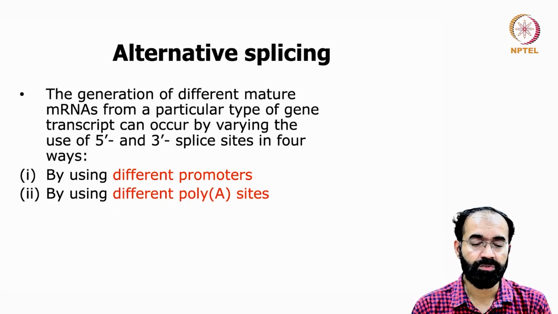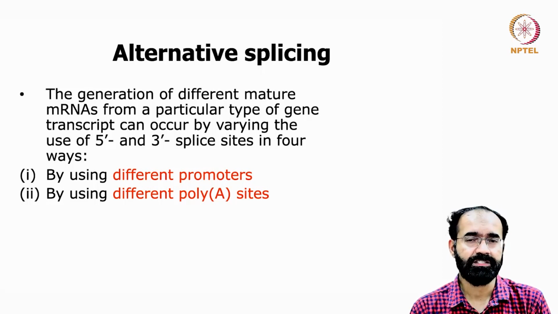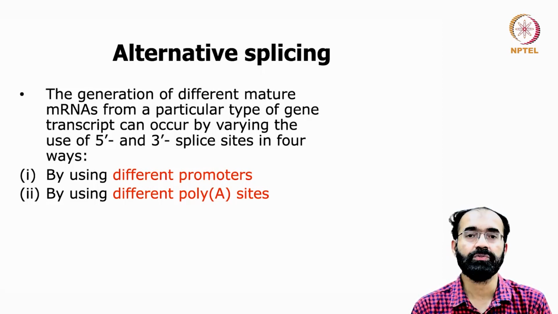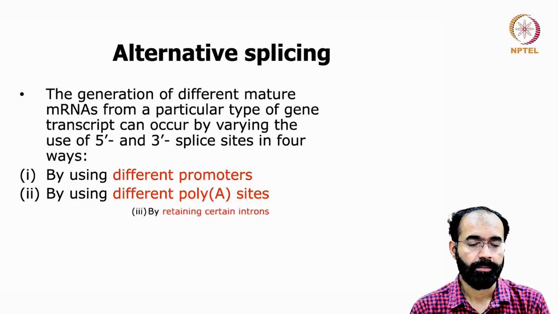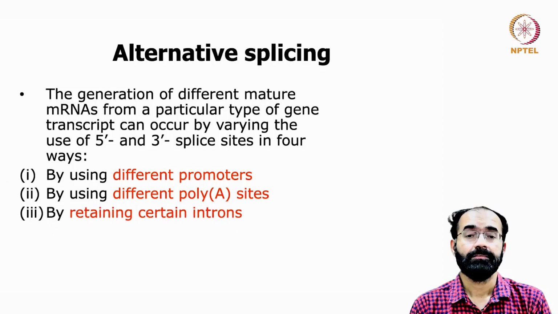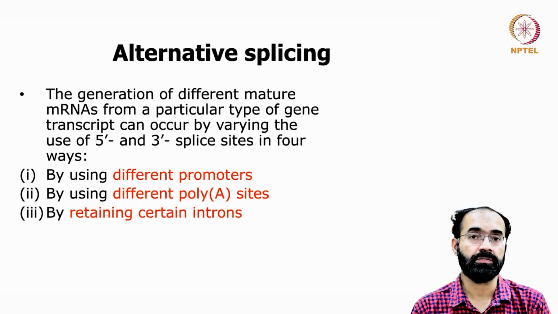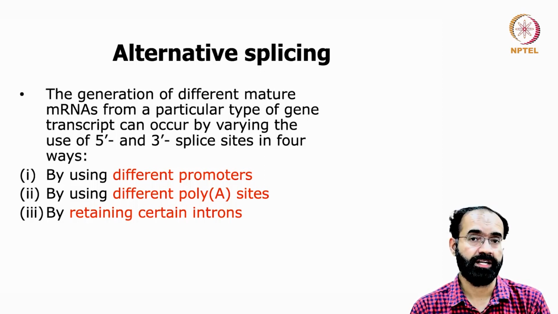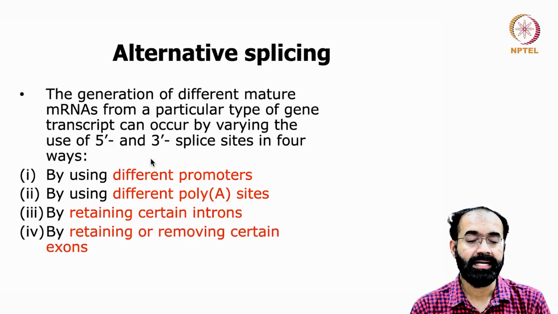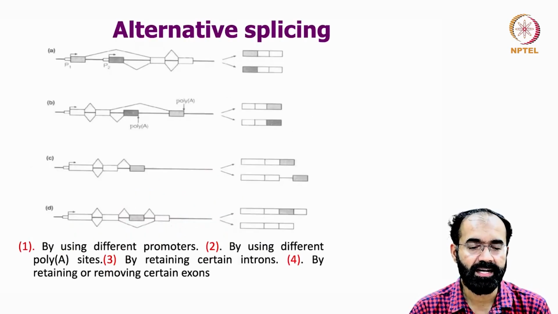Another way is by using different polyA sites, which we already discussed. It can use a first polyA site, second polyA site or third polyA site. And then third, by retaining certain introns. That means it is including certain introns as part of the coding region. And then retaining or removing certain exons. So these are all the ways in which it adds to the complexity. Let us see how it is done.